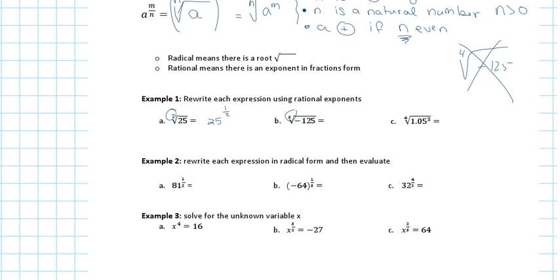How about this? How can I write it as a fraction? Negative 125 to the power of 1 over 3. So negative 125 to the power of 1 over 3. I put the negative 125 in brackets because the whole thing is under the radical. So the whole thing has to be under your exponent fraction. Okay, how about the next one? 1.05 cubed over 1 over 4. Yeah, Emily? 1.05 to the power of 3 over 4. Okay?